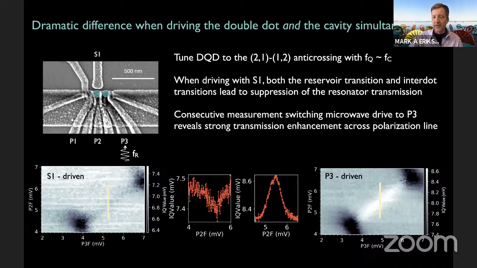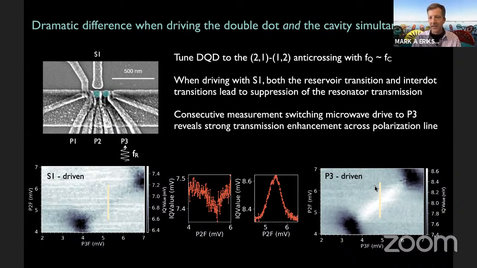Instead of a little dip, you can see a large enhancement. You can see that plotted in a line cut here, and on a grayscale plot at this point. What I'd like to emphasize here is that, first of all, the signal to noise is greatly improved if you're driving the double quantum dot detuning at the same time as you position that double dot on the polarization line, at the point where you're moving an electron from the right to the left or vice versa. So that's really advantageous.